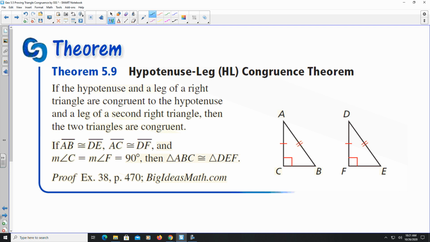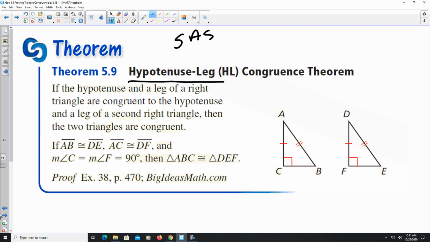In previous sections in this chapter, we talked about side angle side. The only way that side angle side worked is if you had a congruent angle in between two congruent sides. The only exception to that is the theorem called hypotenuse leg.